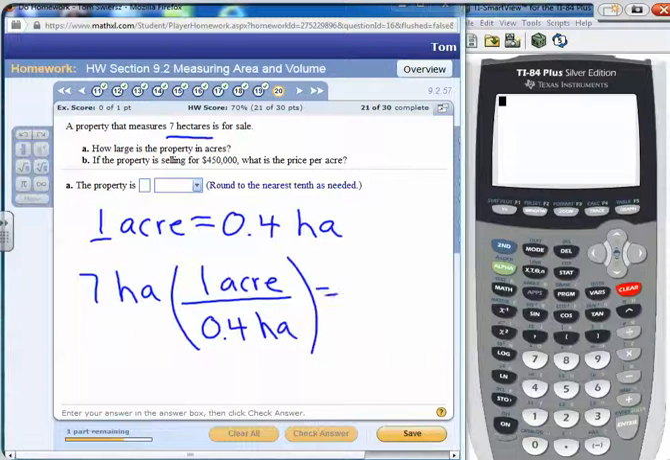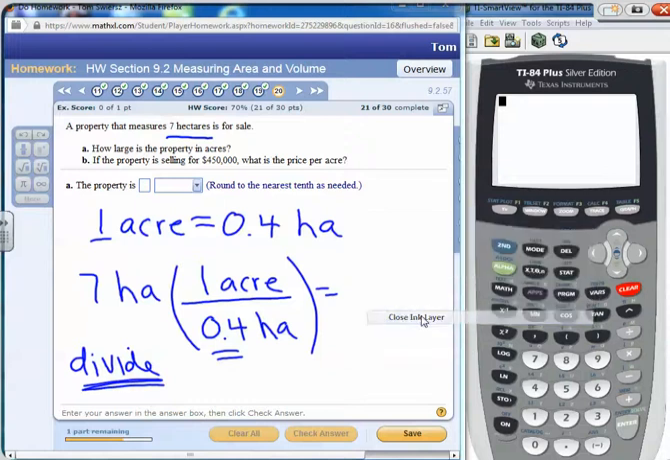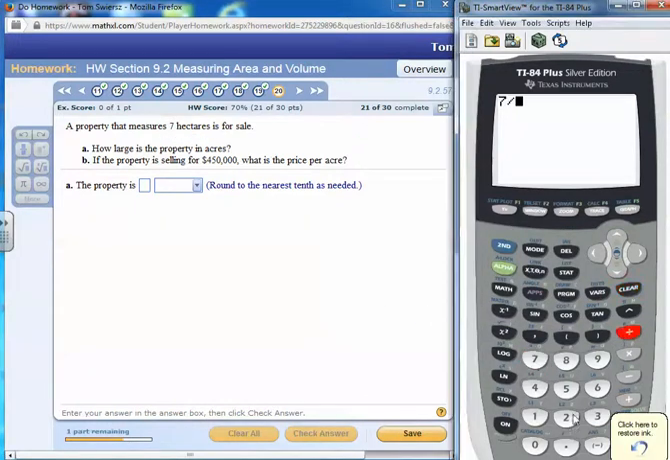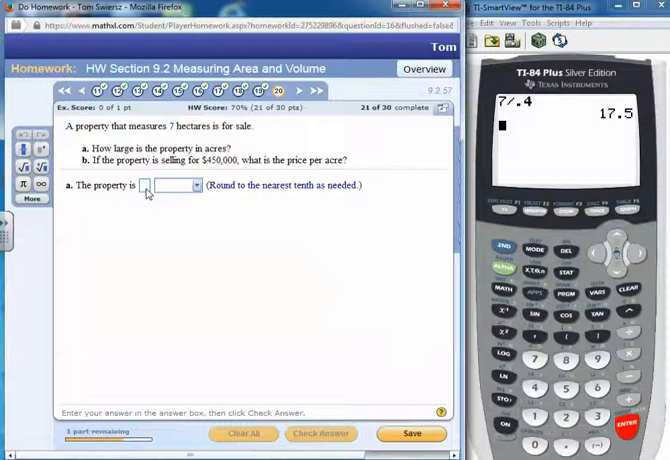Okay, now notice the 0.4 is in the denominator, so that tells us we're going to definitely divide 7 by 0.4. When it's in the denominator, do division. So that's why we set it up with dimensional analysis. It tells us whether to multiply or divide. In this case, we divide. So 7 divided by 0.4, rounded to the nearest tenth, comes out exactly 17.5. And now we converted to acres.